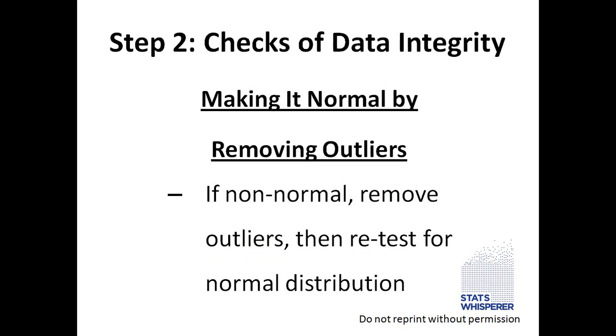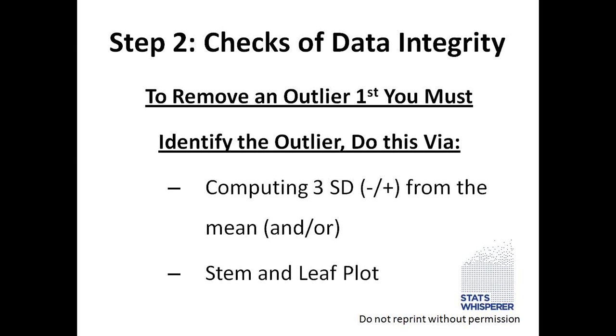So how do we make the distribution normal, right? If it's non-normal, perhaps the first thing we should try is to remove the outliers. And after we take a step to make it normal, of course, we have to retest the variable to see if it worked. Right? So to remove an outlier, first you must identify the outliers, right? Who are these people who are way out there? We have to figure out who they are.